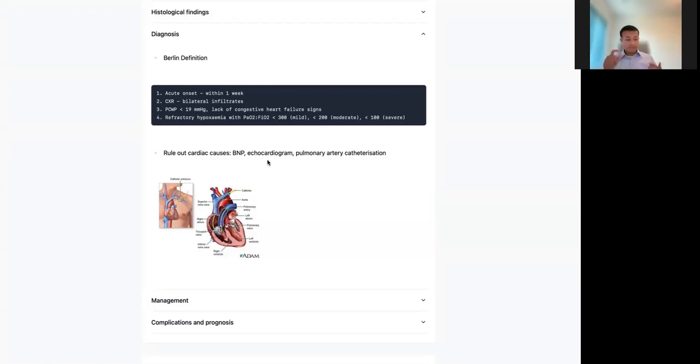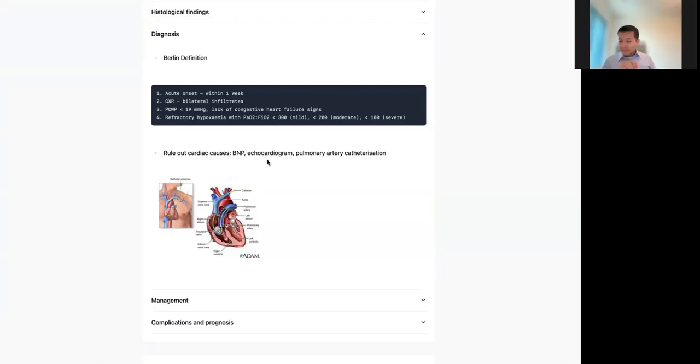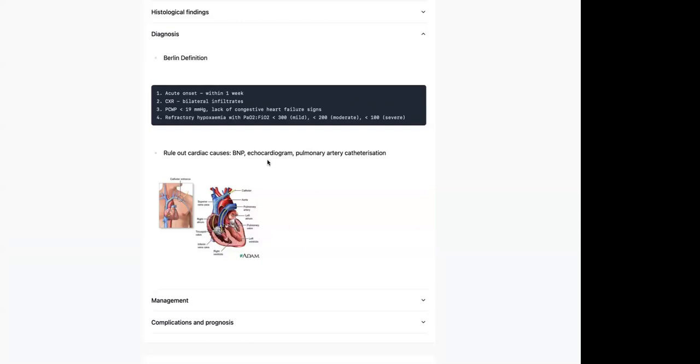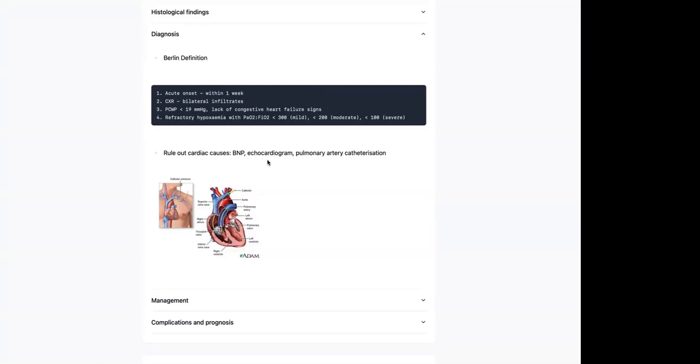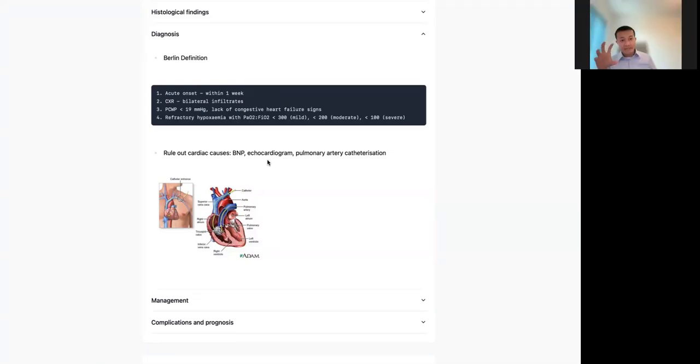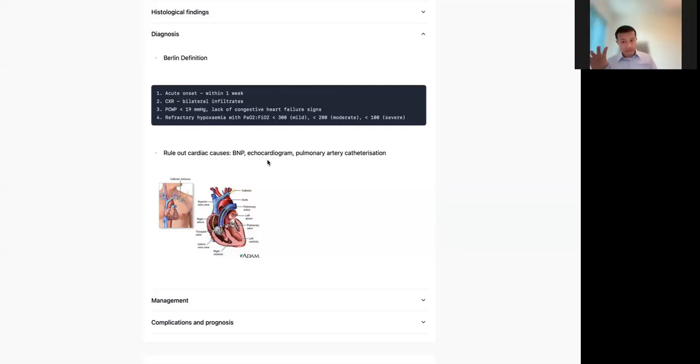Right. So now we've done the preload, we've done the contractility and the rhythm. The third one is afterload. What is afterload, by the way? It's the pressure that the heart has to push against. It's a resistance. A more correct word would be resistance, systemic vascular resistance, and that is mainly controlled by vasoconstriction, the peripheral vasoconstriction.